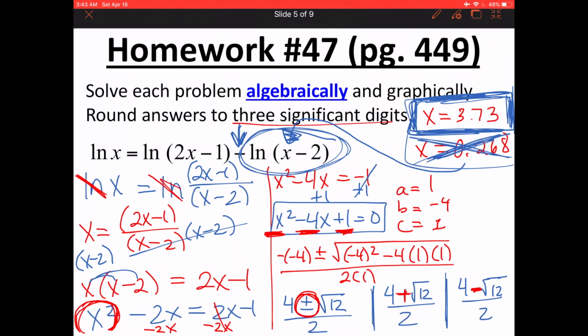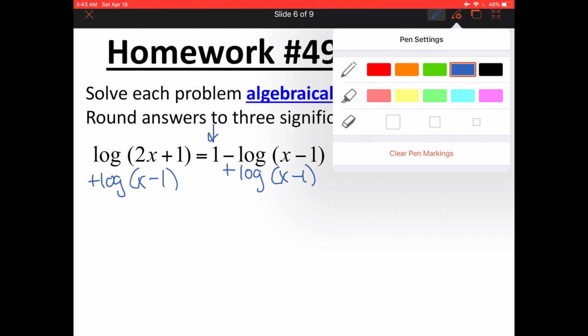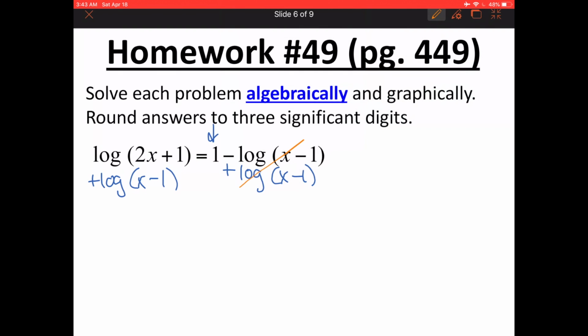Last problem. So here we go. Problem number 49, solving algebraically. Okay? Now, in this scenario, since I have the 1 here by itself, I want to get my logs on the same side so that I can combine them into one log. So in order to do that, I'm going to add that log of (x minus 1). So on the right, they cross out, and on the left, I'm going to have log of (2x plus 1) plus log of (x minus 1) equals that leftover number 1.